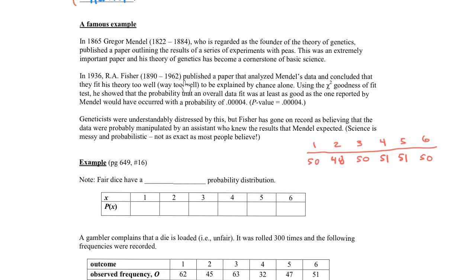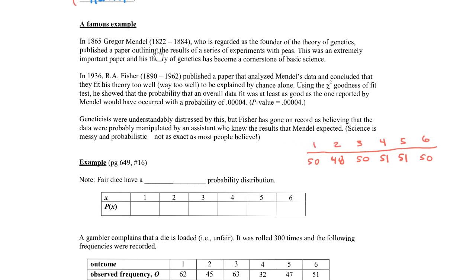So Fisher looked at Mendel's research paper and it's just like, there's just no way this would ever happen this way. And it wasn't that he disagreed with the theory at all, but this caused a tremendous amount of stress in the science world because it's like two giants in their fields, but there really shouldn't have been stress. And Fisher said that he was not questioning the science or anything like that, but he believes that the data were probably manipulated by assistants or an assistant who knew the results that Mendel expected.